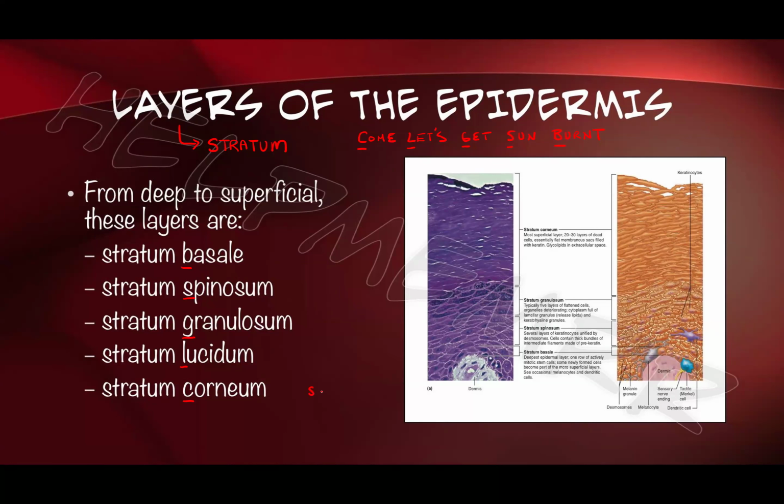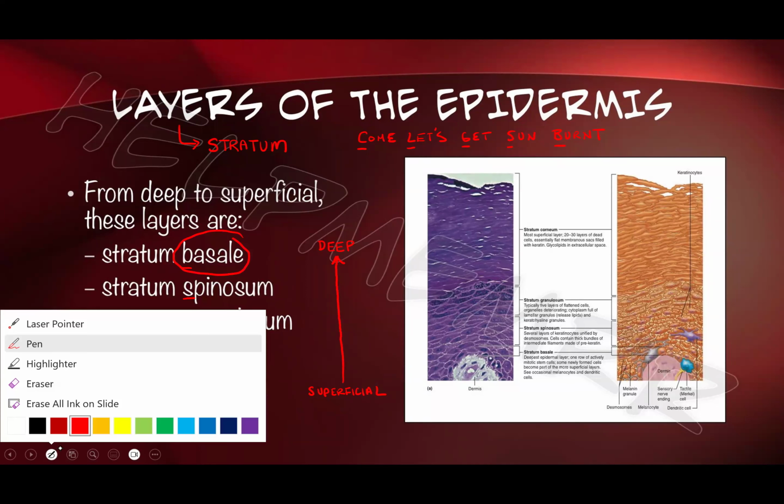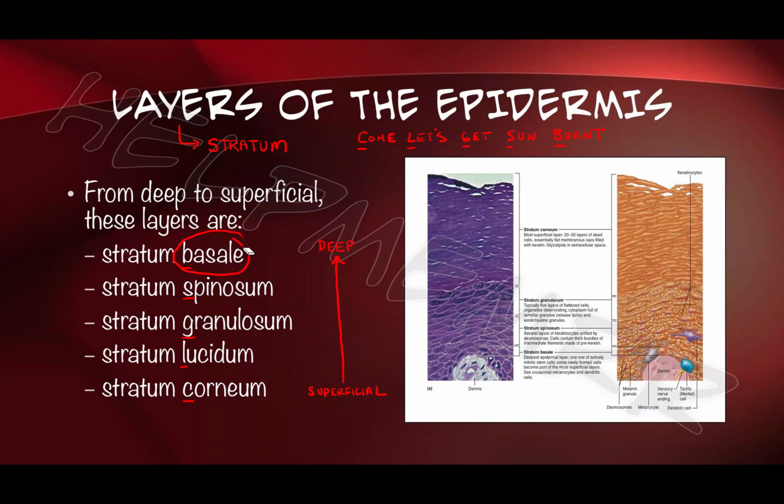Come, let's get sunburnt. The first is the most superficial, meaning the outside: stratum corneum. Then we move to the stratum lucidum, stratum granulosum, stratum spinosum. And then we get to the deepest, which would be the stratum basale. I also look at this word basale, it kind of looks like the base, right? Like the base of something. So I use that to help me remember the base.